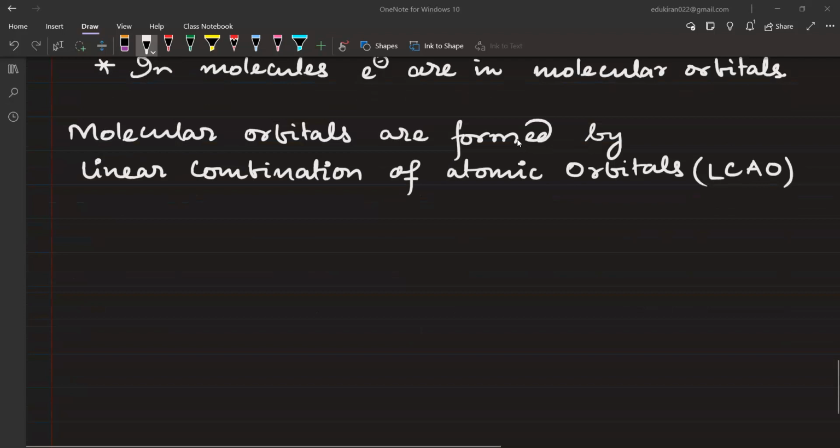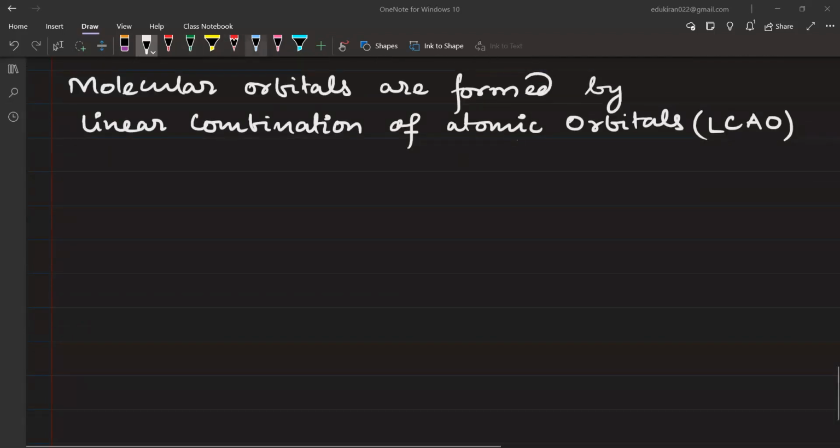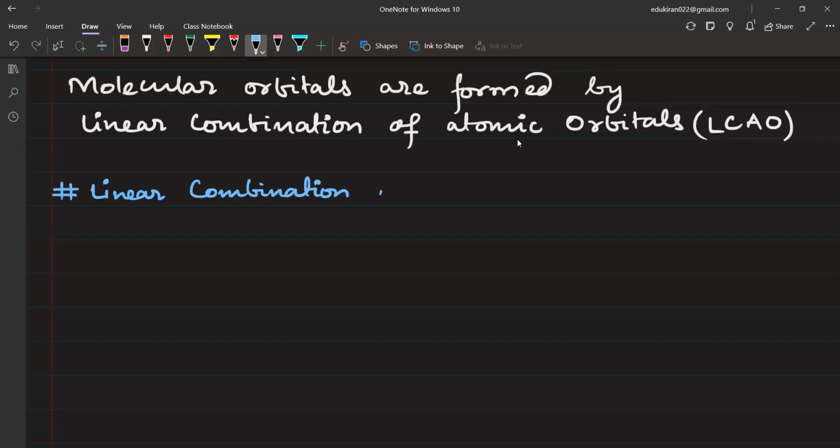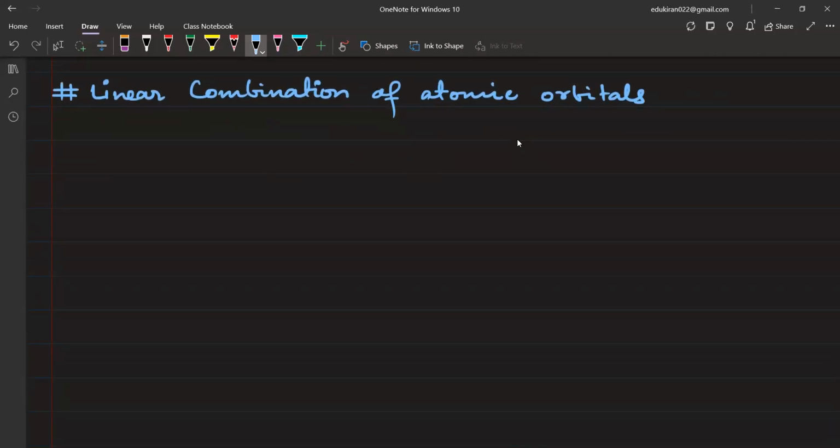Okay, please see, first of all, write the topic linear combination of atomic orbitals. Now there is a basic difference between those who have learned with me the valence bond theory and the molecular orbital theory.